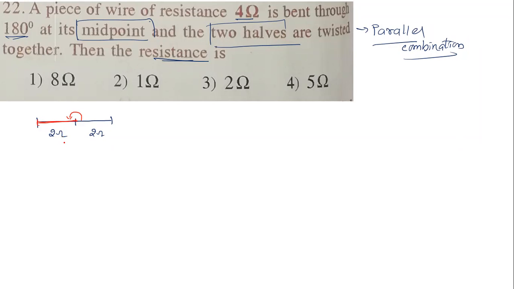So what is the formula for parallel combination? It will be R1 R2 by R1 plus R2. Each resistance is 2 ohm, so it will be 2 into 2 by 2 plus 2. It will be 1 ohm. That is the answer. Second option.